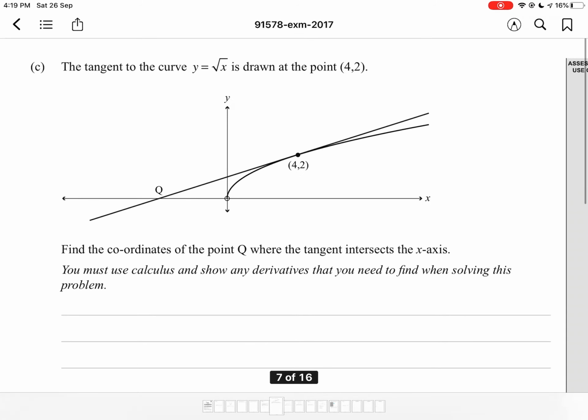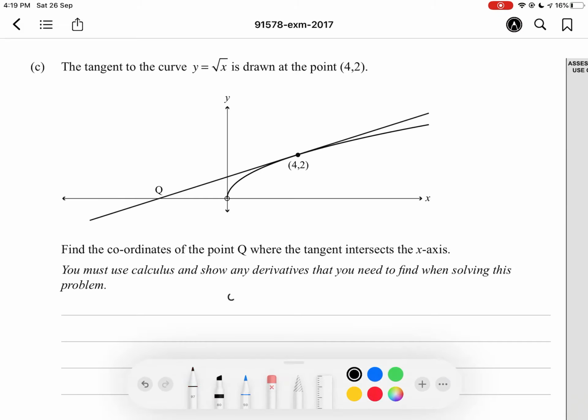Question C. The tangent of a curve y equals root x is drawn at the point (4, 2). Find the coordinates of the point Q where the tangent intersects the x-axis. So in this case, we just need to differentiate and then find the equation of the tangent. So y equals the square root of x. Therefore, dy over dx gives us 1/2 x to the power of negative 1/2, which equals 1 over 2 root x.